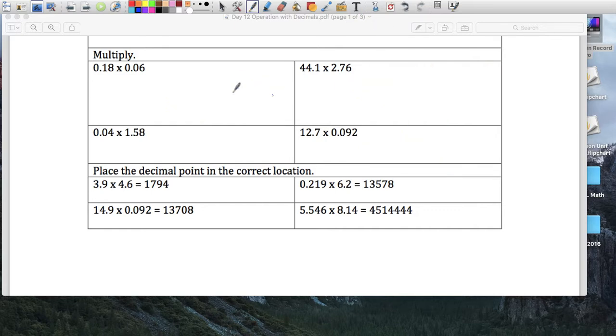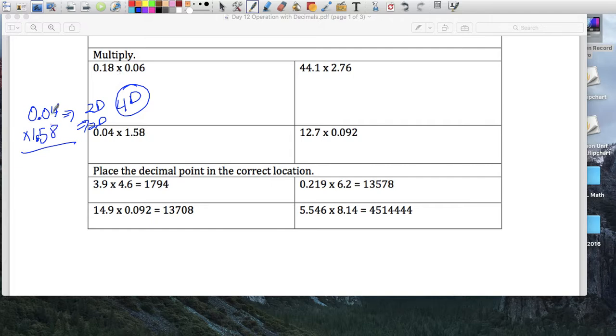Okay, I'll do this over here. So 0.04 times 1.58. I should have done it backwards, but it's okay. This has 2 decimal places, I'm sorry. This also has 2 decimal places, right? 0 and 4, 5 and 8, for a total of 4 decimal places.